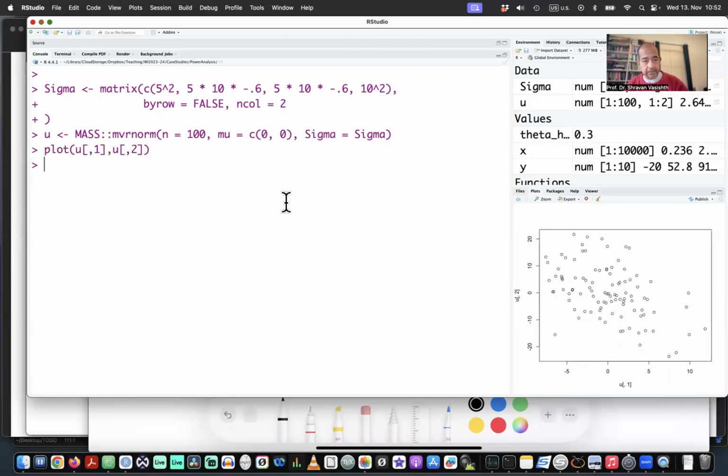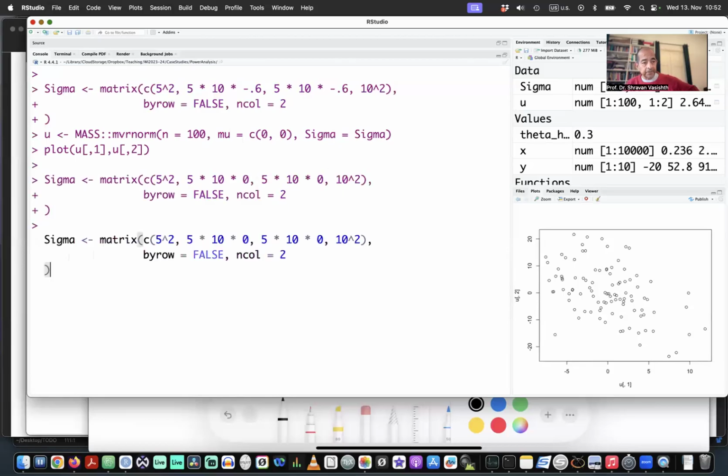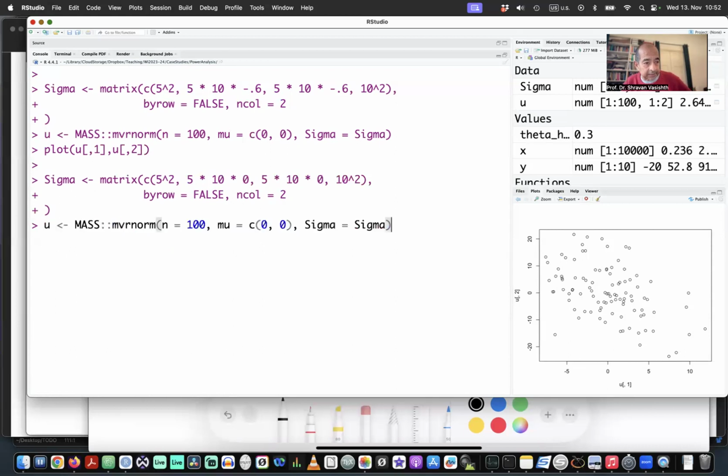And if I had set sigma to 0, let's do that. Okay, let me set sigma to 0. So now I've got two independent random variables with no correlation between them, right? If I were to generate data again with a new variance covariance matrix such that the covariances are 0, that means the correlation is 0 between them.